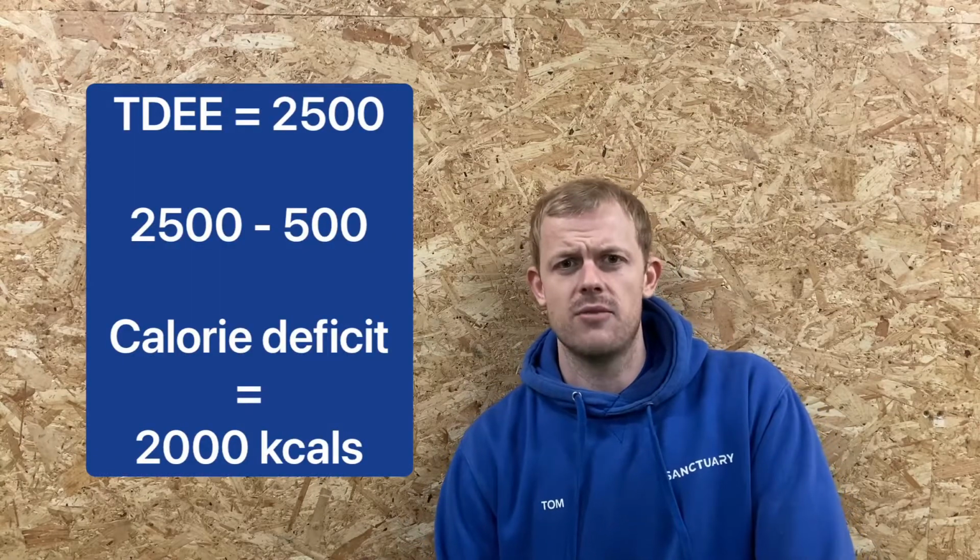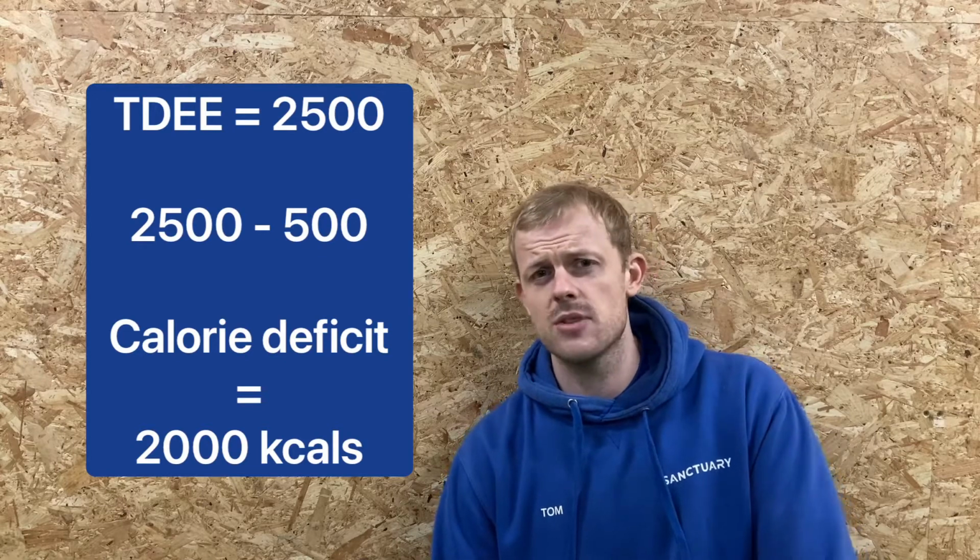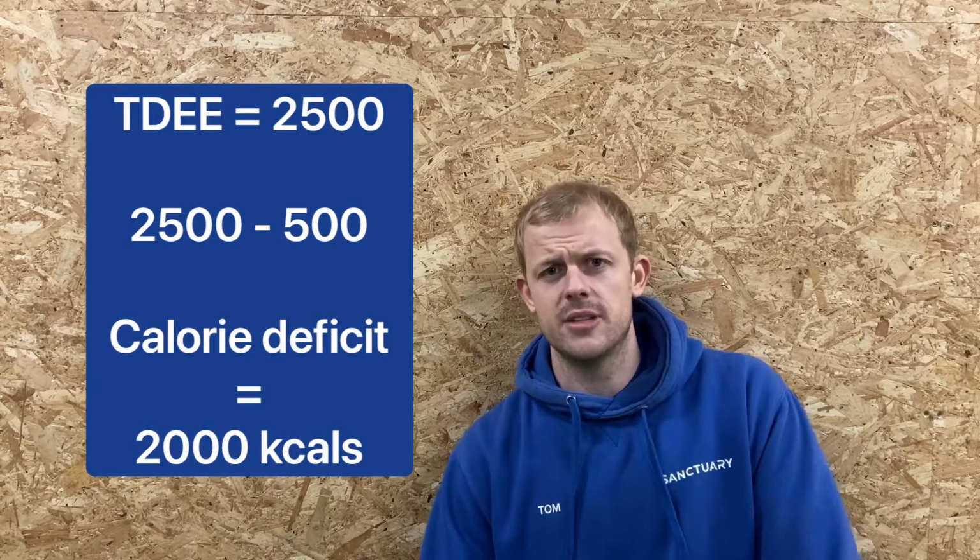So if I want to lose weight, I'm going to have to be in a calorie deficit. What we give you here is a 500 calorie deficit. So if we go back to my theoretical number of 2,500 calories burned per day, I want to make sure I'm beneath that number and I'm in a calorie deficit. So we're going to take 500 calories off that. So I'll be effectively eating 2,000 calories per day.